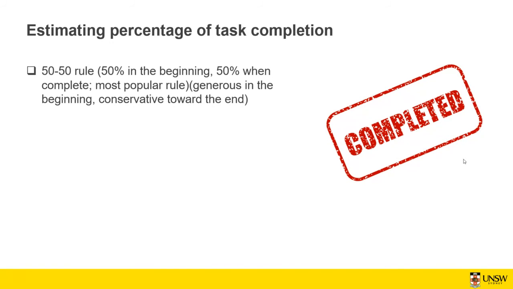So first rule is just 50-50. You can say that 50% in the beginning, and when the job is completed, you can say another 50%. So it's generous in the beginning because you haven't started anything or haven't done anything, but you get 50%. And it's going to be conservative towards the end because you don't get another 50% unless the job is completed.